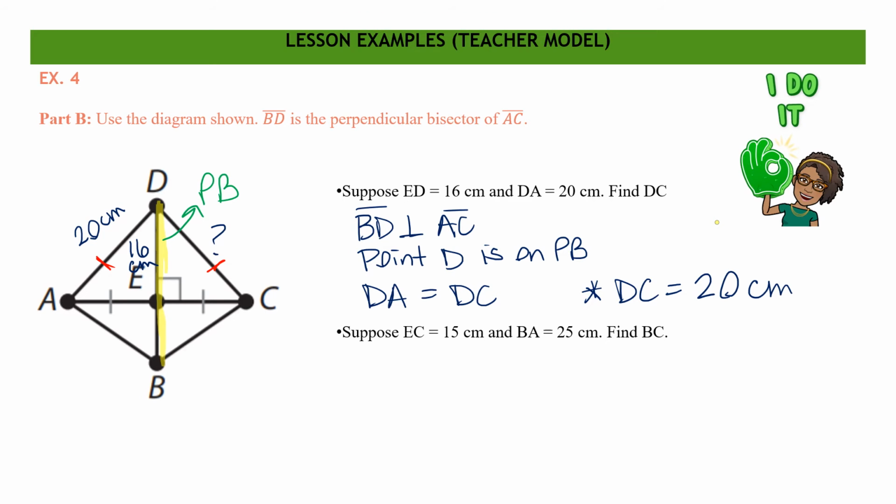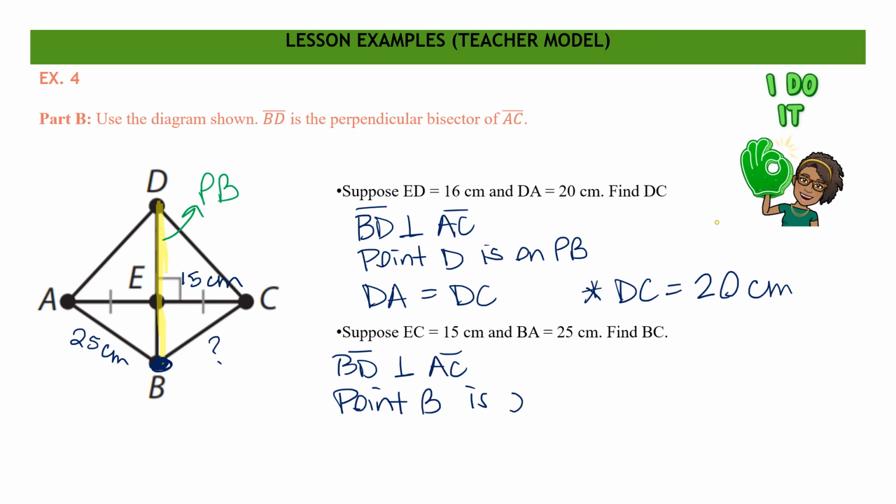Okay, let's look at the next one. So the next part says, suppose EC is 15 centimeters. So from E to C is 15 centimeters. And from B to A is 25 centimeters. We want to find BC. Well, again, we already know that BD is perpendicular to AC. They gave us that in the problem. And as you can see, point B, we know is on the PB. It's on the perpendicular bisector.